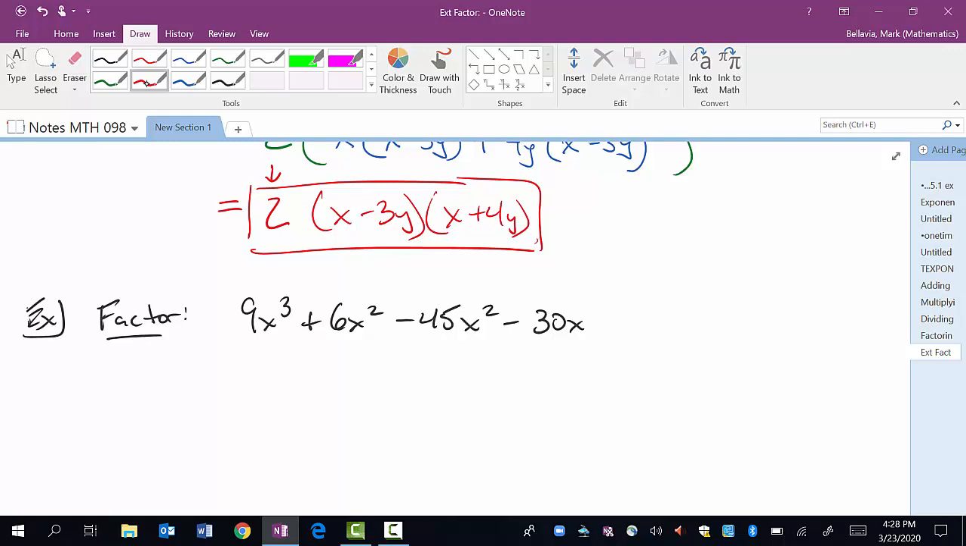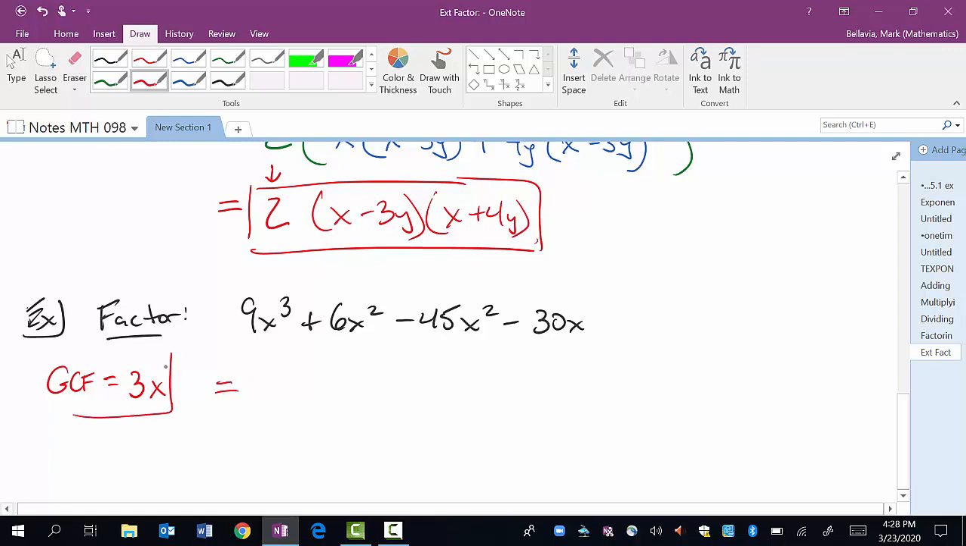Whenever you're factoring, the first thing you do is look for a greatest common factor. In this case, 9, 6, 45, and 30. Well, those all have a greatest common factor together for the coefficients. 9, 6, 45, and 30 all share a common factor of 3. For the variables, I have x to the third, x squared, and x. Well, that means that you can also take x to the lowest power you see, which is x to the first power. Remember, it has to show up in all the terms in order to be able to take a greatest common factor out. So we can take an x out in this case.